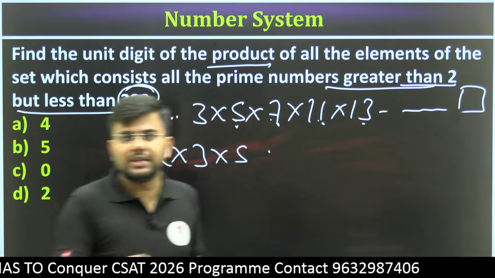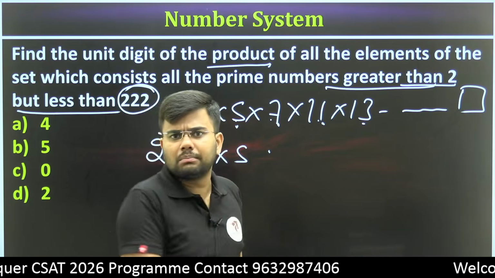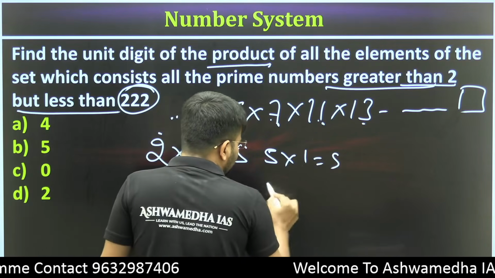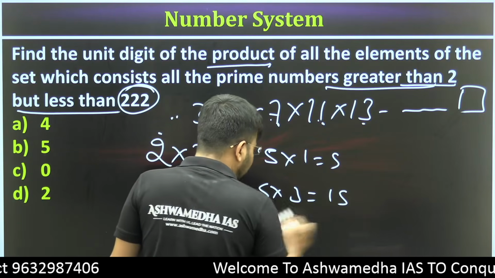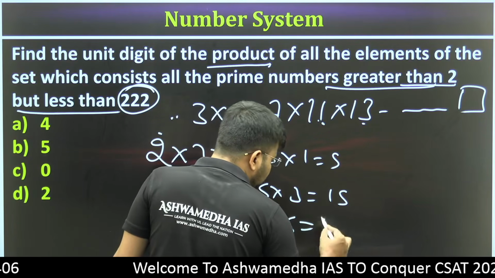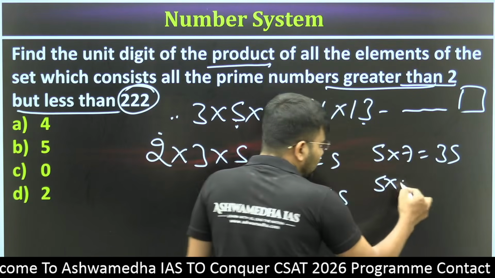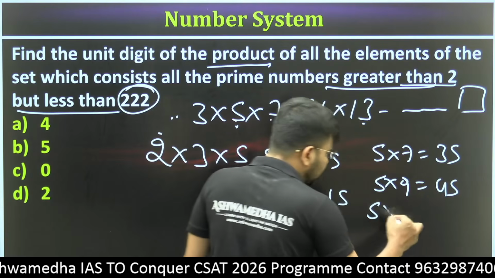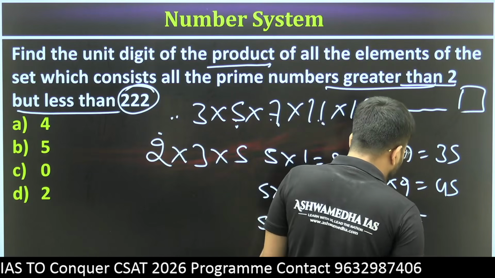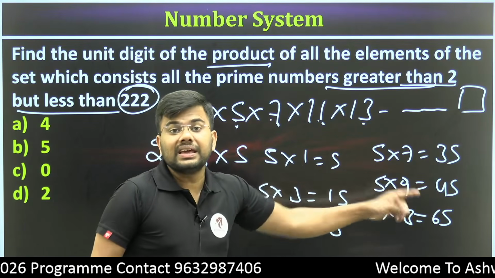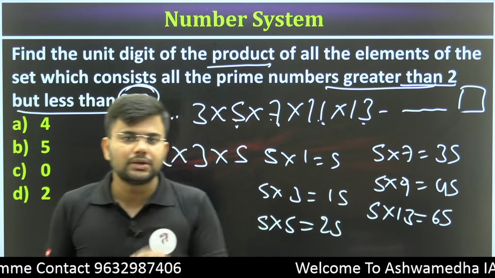Prime numbers. That means 5 into any odd number: 5 into 1 is 5, 5 into 3 the unit digit is 15, 5 into 5 the unit digit would be 25, 5 into 7 the unit digit would be 35, 5 into 9 the unit digit would be 45, 5 into 13 the unit digit would be 65. But if there comes any even number, then the unit digit would have been what?